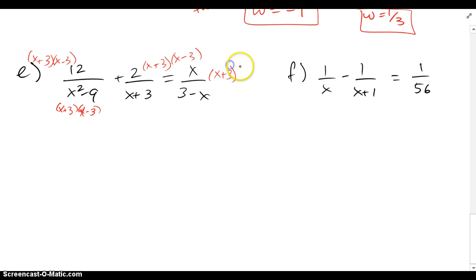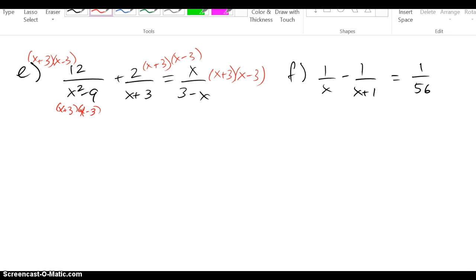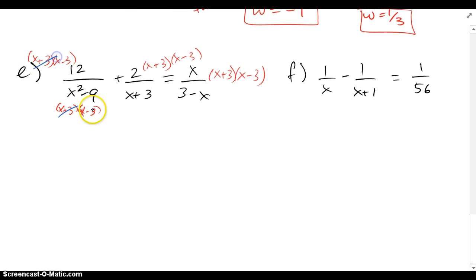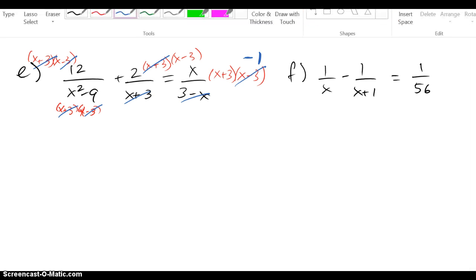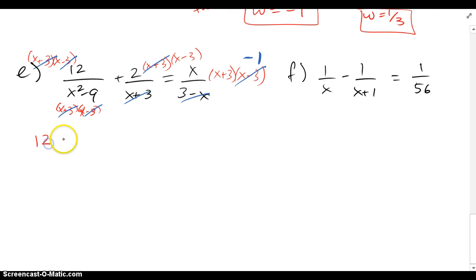And our goal is for some cancellations to occur, and it looks like definitely these guys go away. In the second term, these guys go away. Now be careful, in the last term, this does go away with that, but it leaves off a -1, because 3 minus x is the opposite of x minus 3. So what I'm ultimately left with is a 12 in the first term, plus a 2 and the binomial x minus 3 in the second term equals, in the last term it looks like I have a -1, an x, and also an x plus 3.